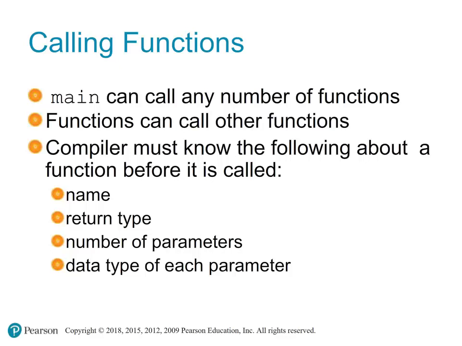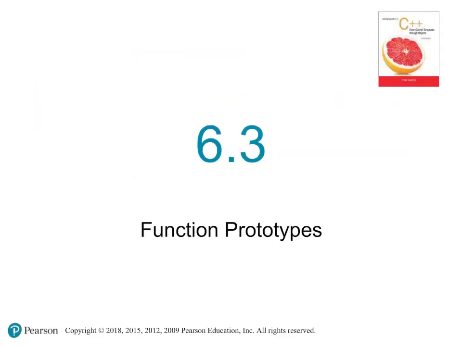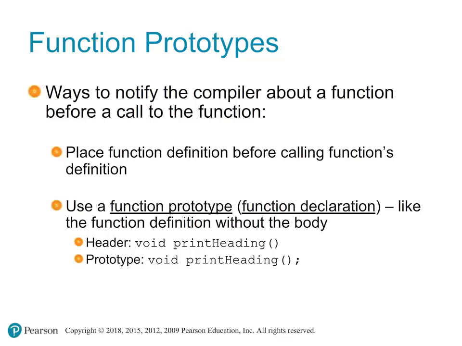Before a function is called, the compiler must know specific details about it. These are usually provided in a function prototype or are defined before the function is called. So the compiler needs to know the name of the function, its return type, the number of parameters, so how many arguments the function takes, and the data type of each parameter. When working with functions, it is essential to notify the compiler about a function before calling it.